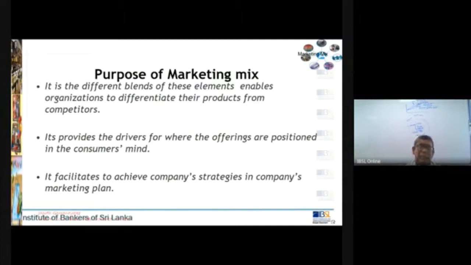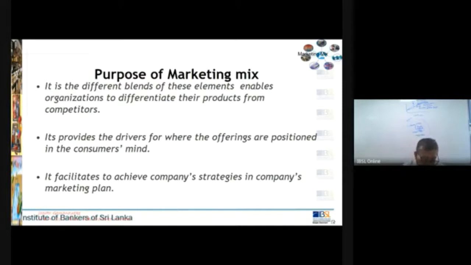What are the purposes then? What are the purposes of the marketing mix? These are the purposes. Now, as I explained to you earlier, the different blends of these elements enable an organization to differentiate its product from competitors, right?